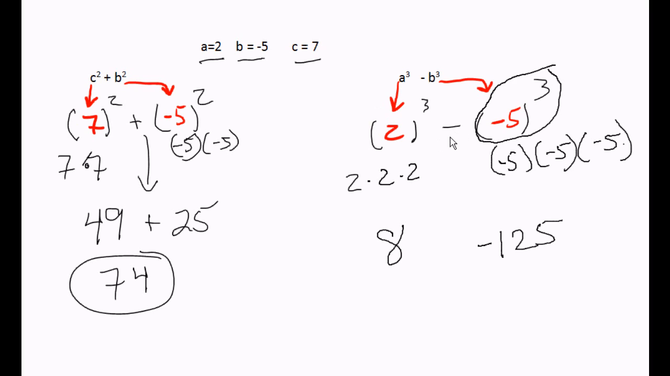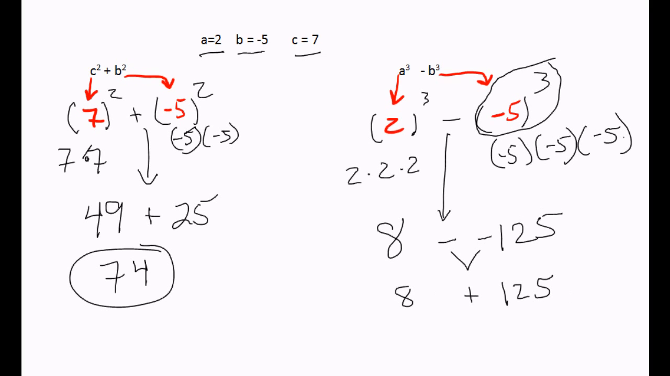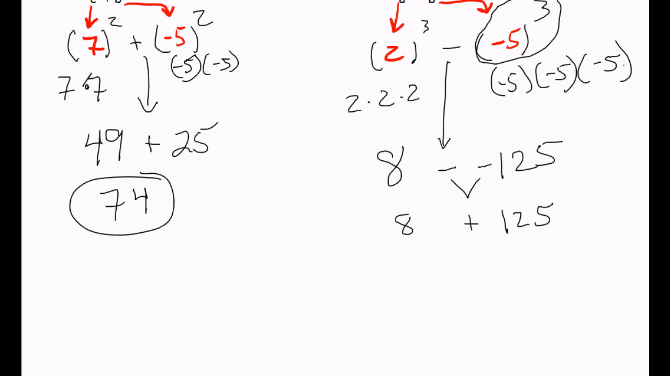And then, don't forget, I still have a negative between them. So this problem is really 8 minus a negative 5. Before we work this out, I have two signs next to each other. I can change them to one sign. A negative negative changes to a positive. If you're not sure how this works, I have a video on how to add and subtract real numbers and how all the different signs are affected. So the negative negative changes to a positive there. So I really have 8 plus 125, which equals 133.